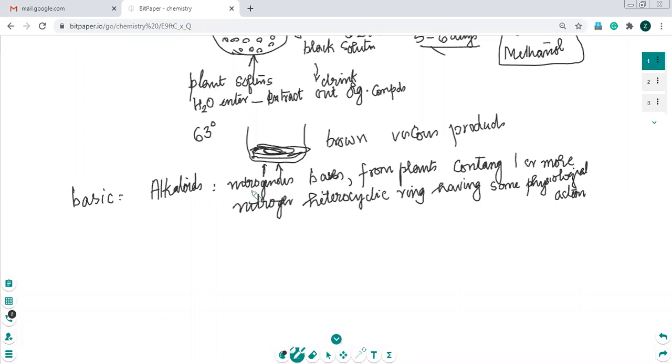So, what are the characteristics? They are nitrogenous bases. They are obtained from plants. They contain nitrogen heterocyclic rings and they have got physiological action. So they are nitrogen bases, of plant origin, with a heterocyclic ring and physiological action. This is what an alkaloid is. What is the meaning of physiological action? It can have some effect on the human body, either a desirable effect or an adverse effect or bad effect.